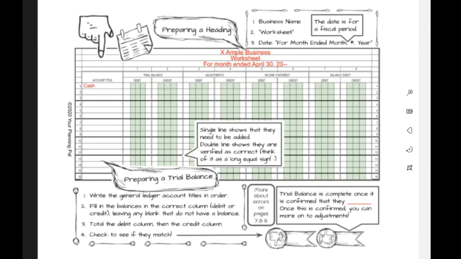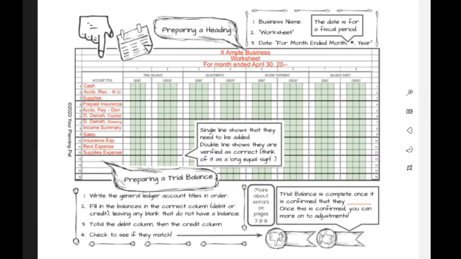We've got cash, that's our very first account in our general ledger, followed by an accounts receivable account. Then we've got all the rest of the asset accounts. Then we have a liability account, accounts payable on row 5. Then we move into our owner's equity account, starting with capital, then drawing. Then there's an account called income summary, which we haven't talked about yet. And then we have our sales and our expenses.